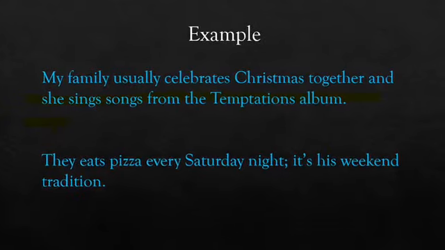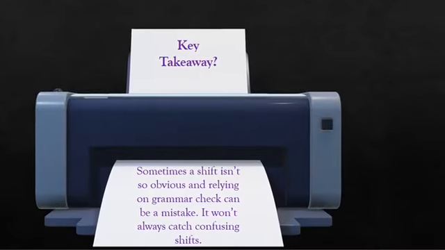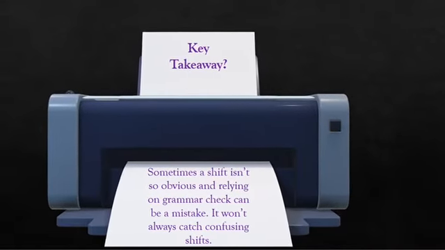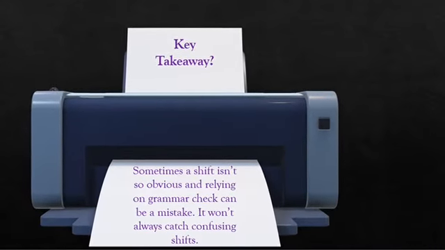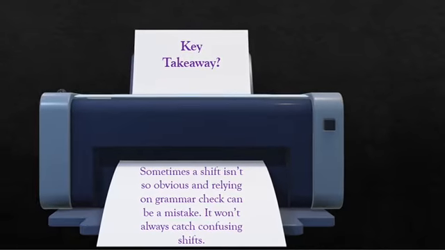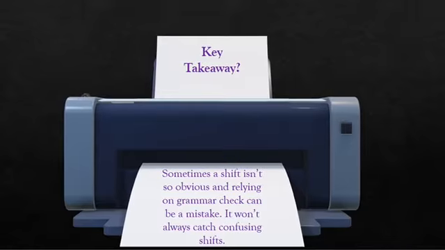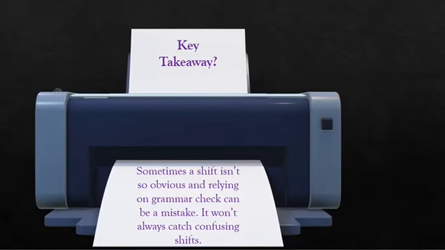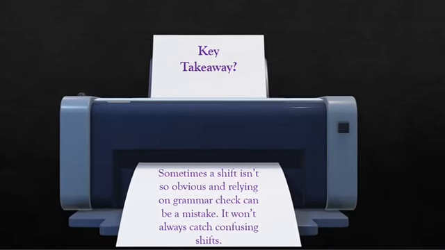So the key takeaway here is that sometimes a shift isn't so obvious. You can't always hear it like you heard in the ones that I gave you today. And relying on grammar check can be a mistake. It won't always catch confusing shifts. And sometimes if it's late at night and you're writing that essay, you may not catch the confusing shifts, whether you're reading it out loud or just looking at it on the screen. So you really want to pay attention to make sure that you're not shifting throughout your sentences, throughout your paragraphs, and throughout your entire composition between tenses and between person and number.